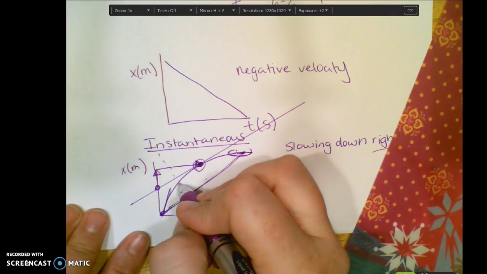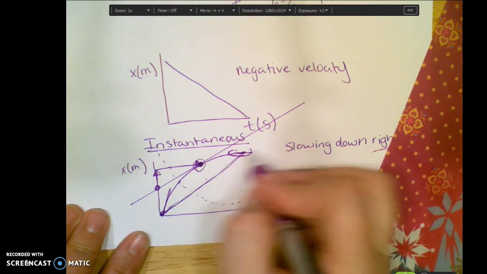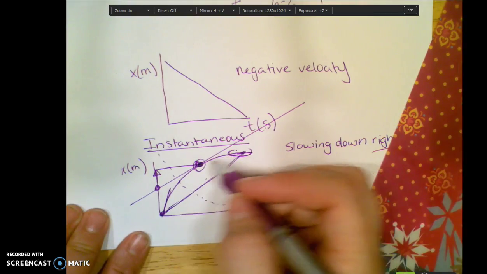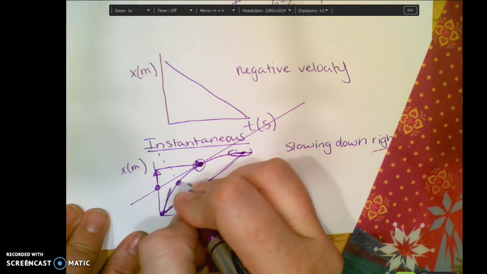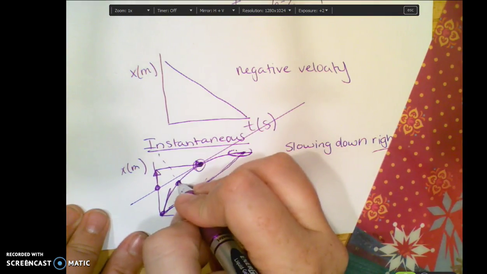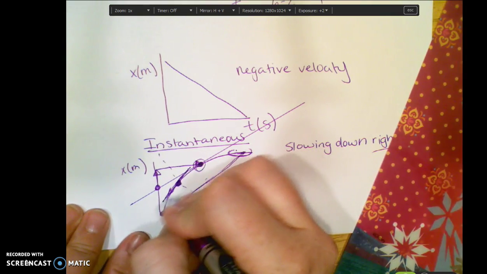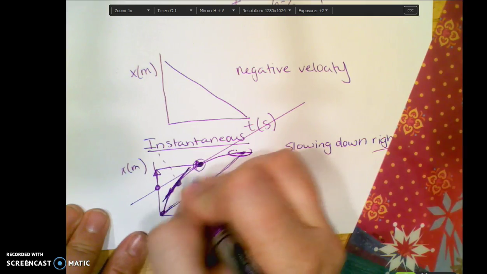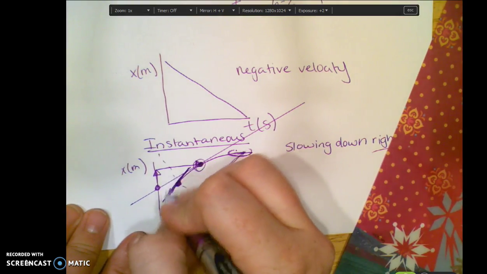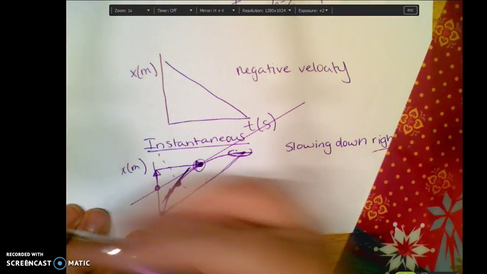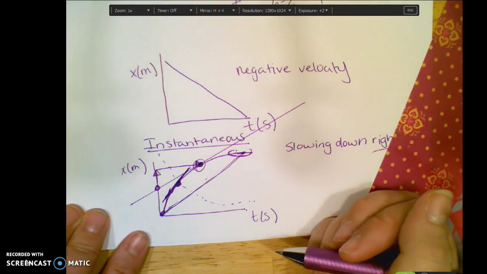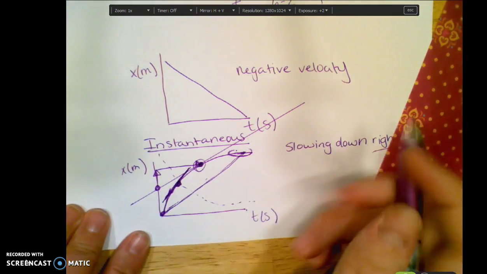So to find an instantaneous velocity, again, you'd have to find the slope of the tangent line. And I can do that for any point. If I wanted to find the velocity at this point, I would just draw another tangent line. That's not a very good tangent line, but I would draw another tangent line and use rise over run to find the slope, and then I have its velocity. Alright, I hope that helps a little bit.